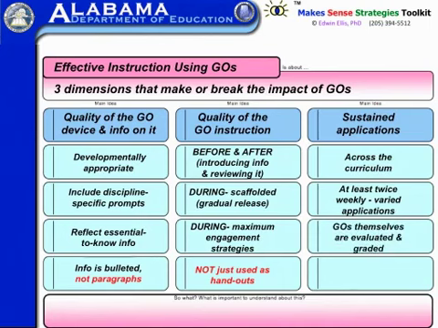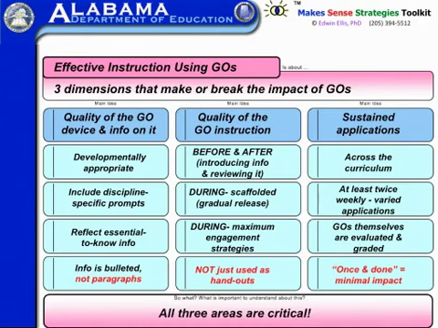Likewise, another critical point is that the graphic organizers themselves are evaluated and graded. We'll talk more about that in a few minutes. So the bottom line is the once and done use of graphic organizers is going to have minimal impact. It's really not going to make any difference at all. The applications need to be sustained. So what's important to understand about this? All three areas are really critical.